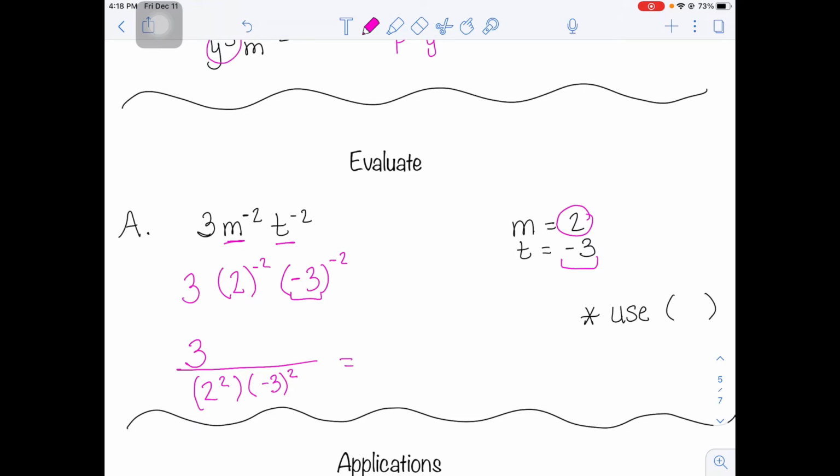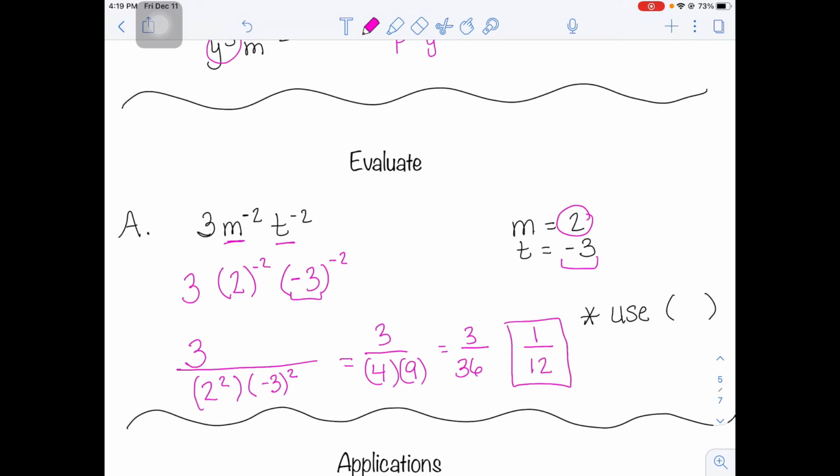Now we can simplify. Well, 3 is 3. 2 squared is 4. And a negative 3 squared is saying a negative 3 times a negative 3. Negative is positive, 3 times 3 is 9. So then we have 3 over 36. We can simplify that down even further by dividing by 3. We get 1 over 12, and this would be our final answer.